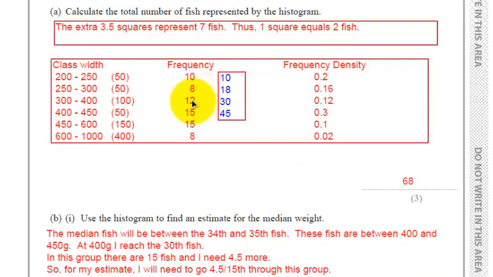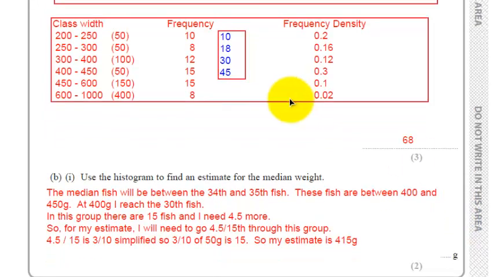The next group has 12 in. So I am at the 30th fish and I'm getting close to the median, but I'm not there yet. The fourth group, 400 to 450, has 15 in, and I've now got my median. The 34th and 35th fish are in this group, 400 to 450. So I know it's going to be in the group 400 to 450.